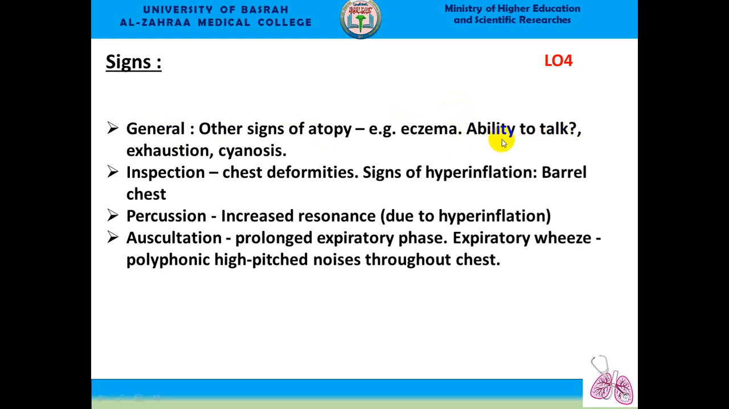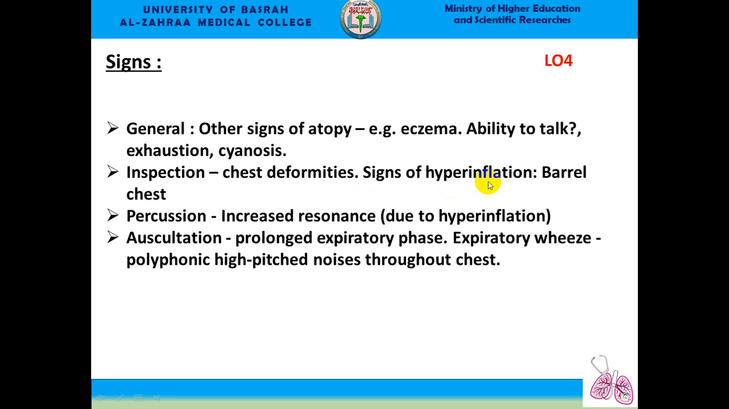In severe asthma, usually people cannot talk in sentences. They cannot talk in complete sentences. And sometimes we can see the signs of exhaustion in the patient and even cyanosis, which is a bluish discoloration of the lips. On inspection of the chest, you may find chest deformities or signs of hyperinflation.